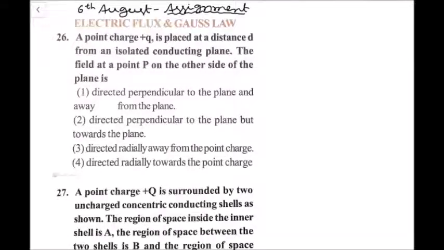In question number 26, a point charge plus q is placed at a distance d from an isolated conducting plane. For example, this is an isolated conducting plane. A charge plus q is placed, which is at a distance d. Because of this plus q charge, negative charges are induced towards this plus q and positive charges are induced on the other side of the plane.